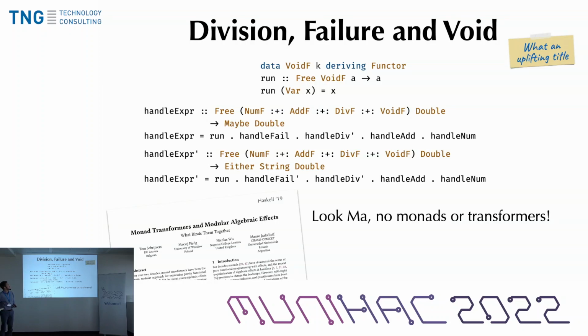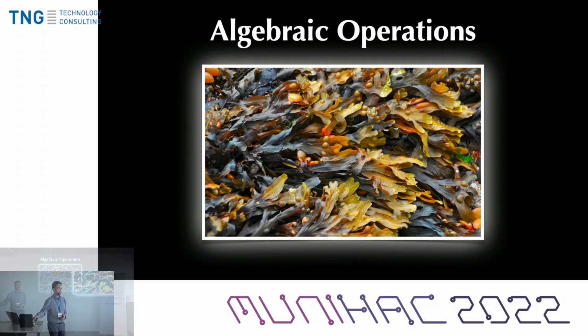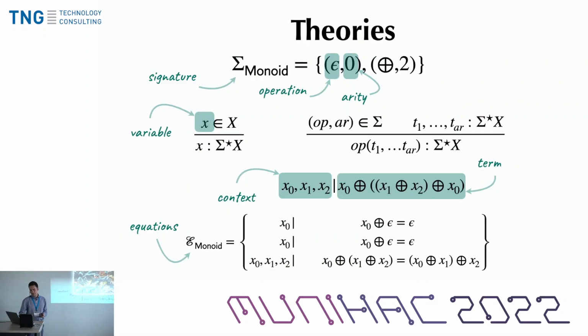So yeah, division, failure, and void, what an uplifting title, right. So I'm going to change pace in the talk now. So that was, to me, the introductory part to compositionality, and now we're going to start talking about some stuff that's a bit more heavy-handed. So let's talk about algebraic effects, and let's talk about theories. I want to see where theories come from and what's going on with this stuff, okay? Because there's a really deep and interesting history to where these ideas come from.